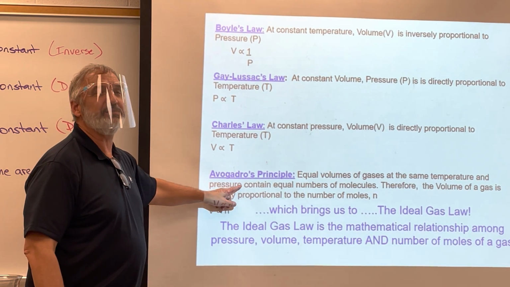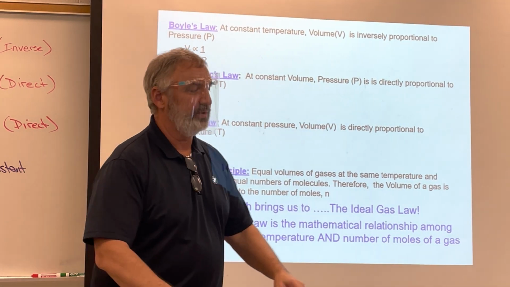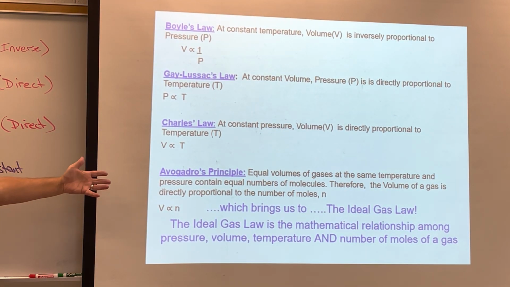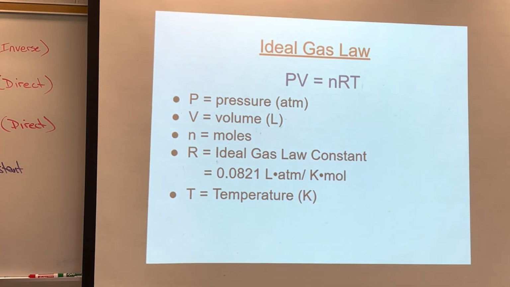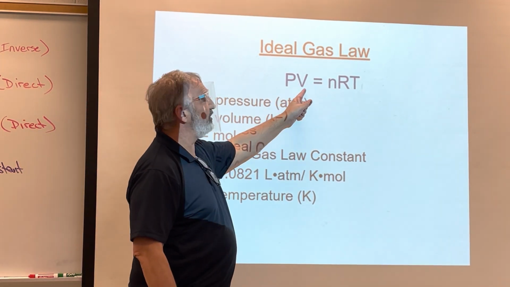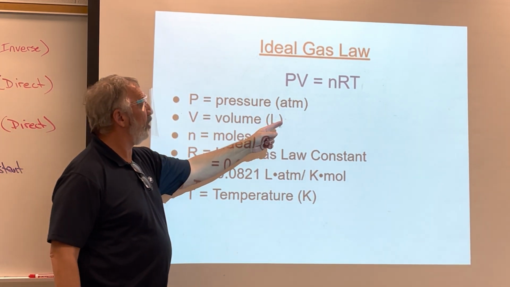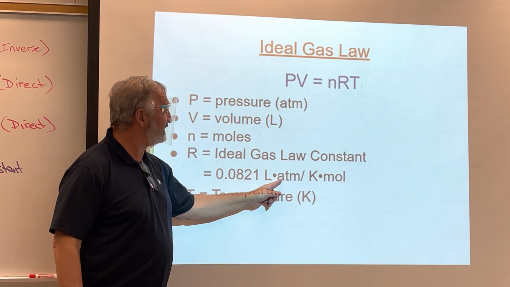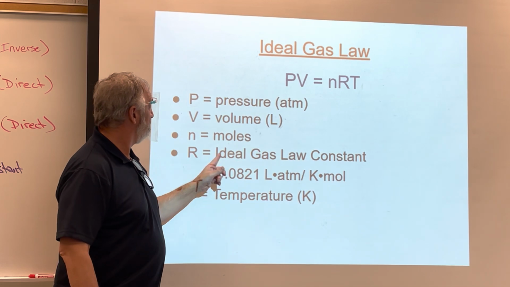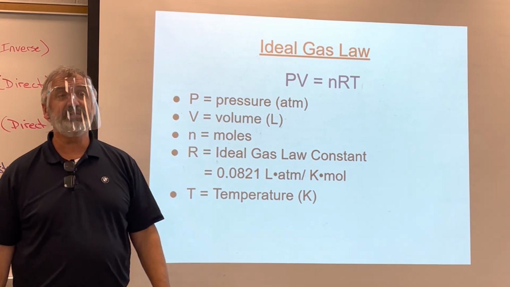Avogadro's principle: equal volumes of gases contain the same number of molecules. That's going to be very important. As long as they're at the same temperature and pressure, we're going to have the same number of molecules. So that brings us to the ideal gas law. The ideal gas law is PV equals nRT. R is a constant, calculated in these units, so pressure has to be in atmospheres, volume has to be in liters, n is always moles, R is 0.0821, and T is the temperature, always in Kelvin.